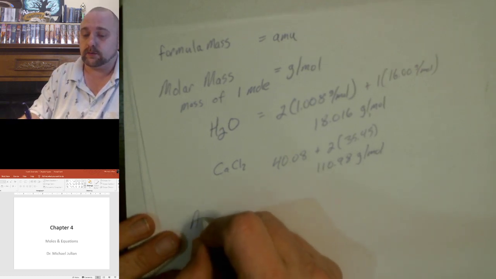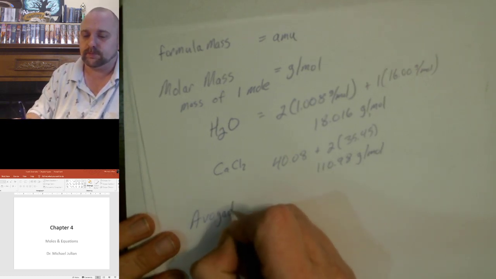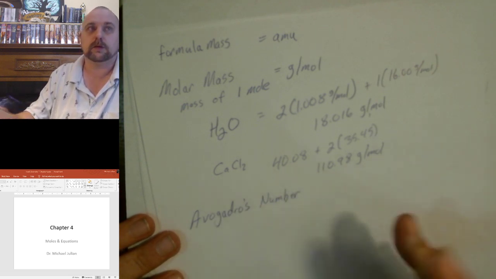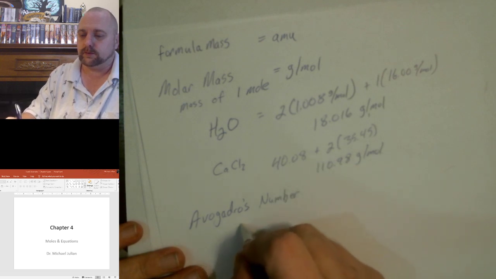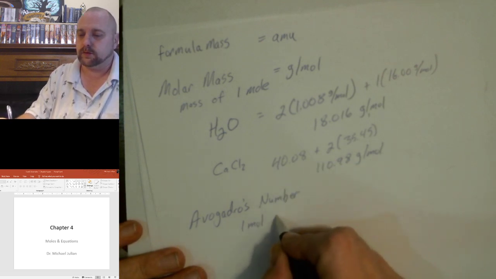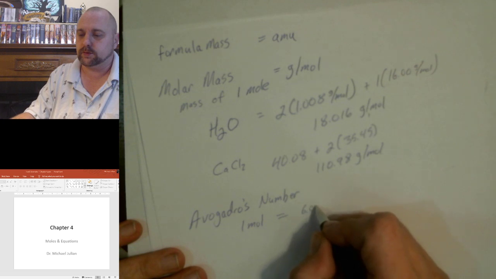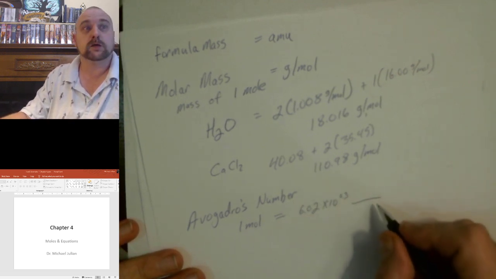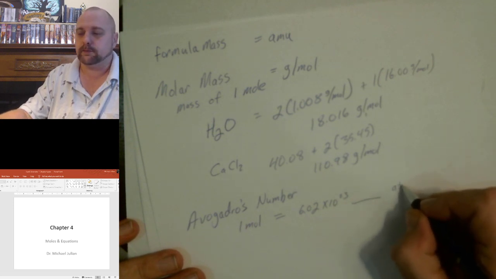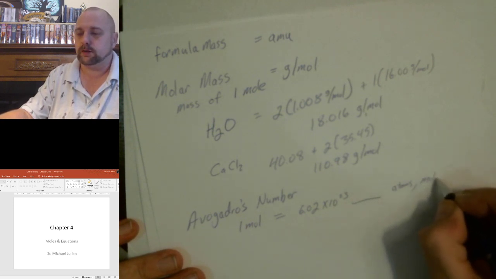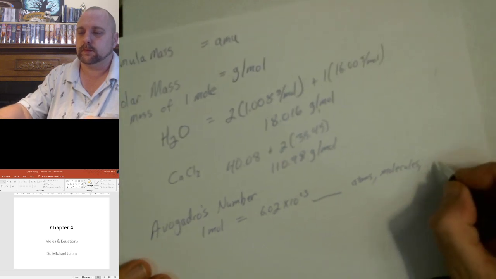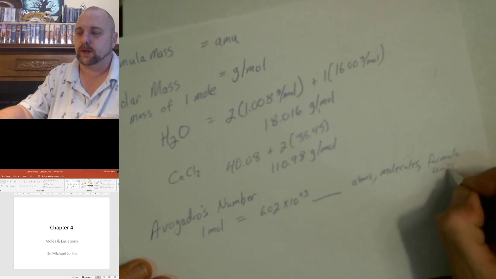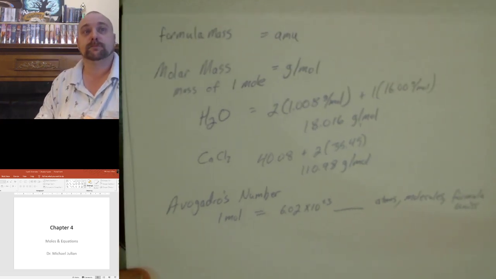then another one, Avogadro's number. And Avogadro's number just uses 1 mole equals 6.02 times 10 to the 23rd. And it's whatever. So this could be atoms or molecules or formula units. Whichever we need to go here.